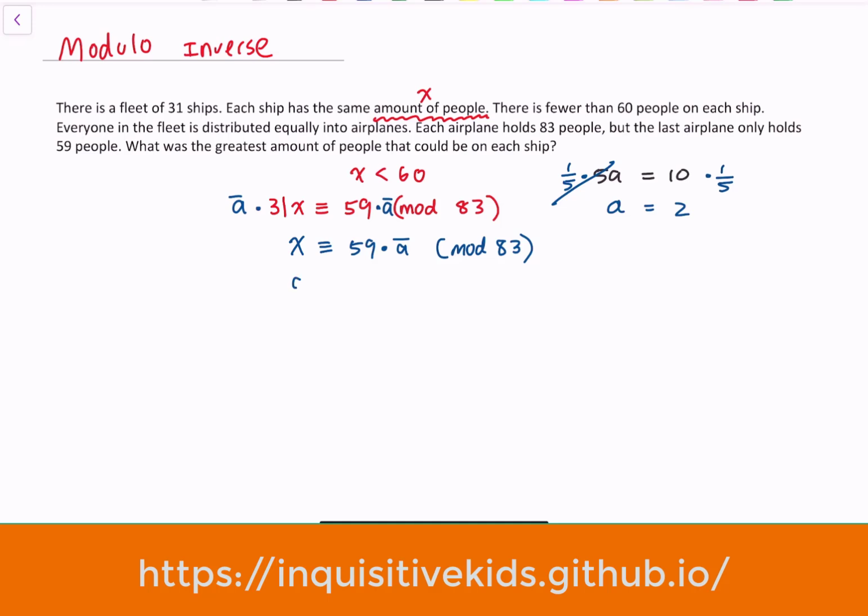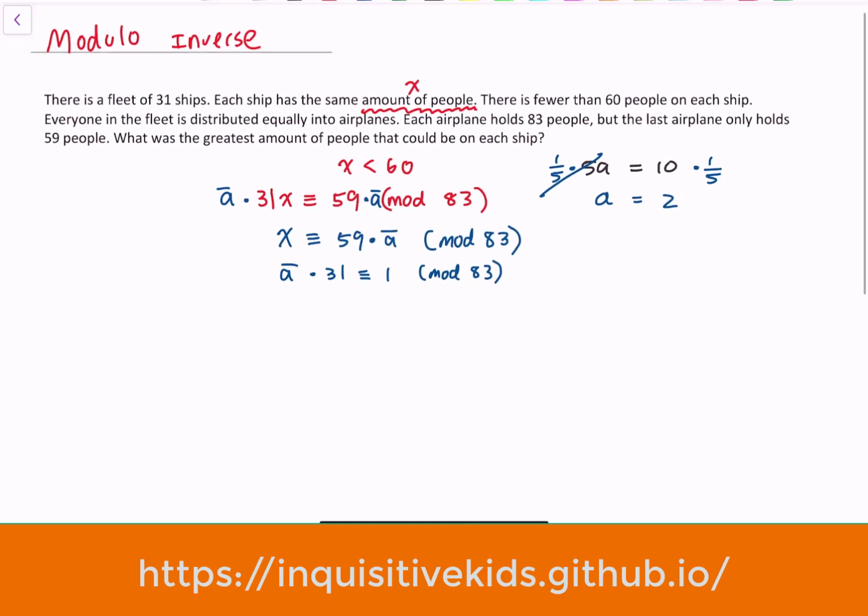This inverse, which is a bar, times 31 will have to be congruent to 1, mod 83. This is so that when we multiply a bar and 31, it basically just cancels out and becomes a 1. It doesn't really matter anymore. Now we're going to try to find what a bar is.